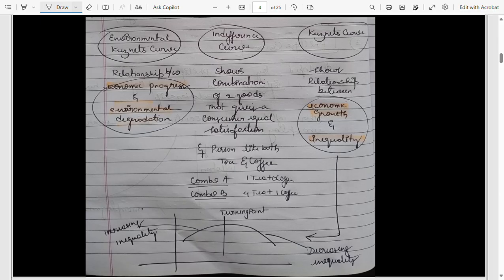Then we have the indifference curve. This shows the combinations of two goods that give the consumer equal satisfaction. For example, if a person likes both tea and coffee, then I don't care, right? Because he likes both. Even if I give a combo set containing 1 tea and 6 coffee, or combo B containing 4 tea and 1 coffee, since he likes both, it doesn't make any difference. That is shown in the indifference curve. Then what is the Kuznets curve? It shows the relationship between economic growth and inequality.